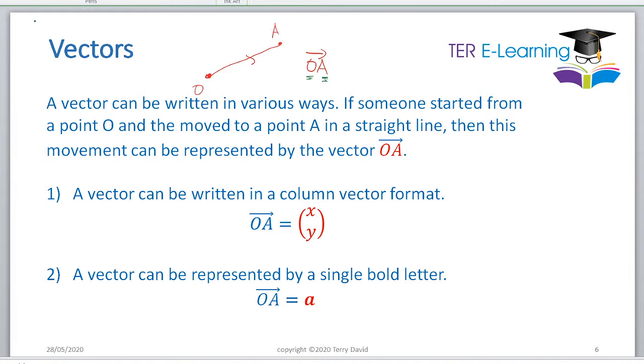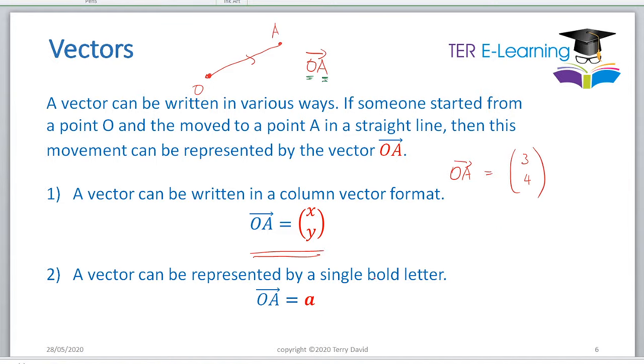Now a vector can be represented in different formats. One format that CXC commonly uses is the column vector format, which is this format here. In an exam paper, you might see something like this: the vector OA is represented as a column vector, which looks like this. Let's say 3, 4. That's what we call a column vector. It consists of two values, one on top of the other.